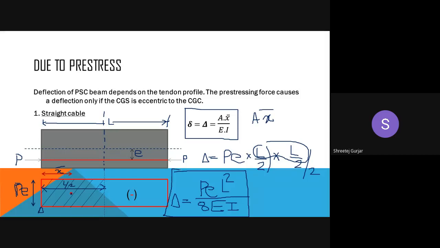So this is how you calculate if you have a straight tendon. If you have a straight tendon at an eccentricity E, delta due to pre-stressing force will be equal to PEL squared by 8 EI.